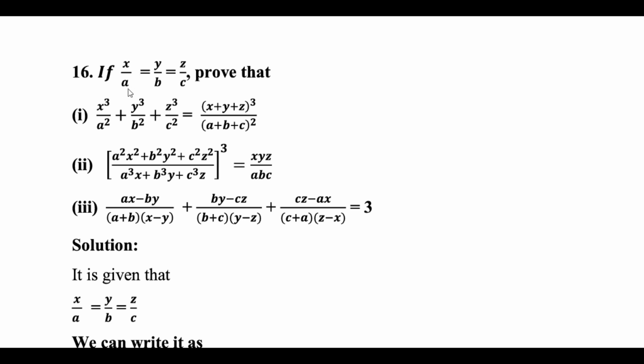If X by A is equal to Y by B is equal to Z by C, prove that x cube by a square plus y cube by b square plus z cube by c square is equal to (x plus y plus z) to the power cube divided by (a plus b plus c) square. The number 2 and number 3 are also there. So let's solve one by one.